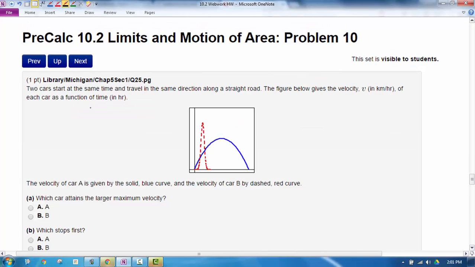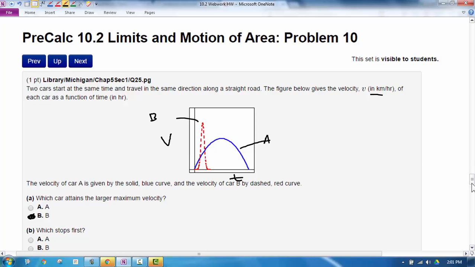Next problem is problem 10. It says 2 cars start at the same time and travel in the same direction along a road. The velocity is in kilometers per hour as a function of time. It says the velocity of car A is given by the solid blue curve. So here's A, and then here's B. Which car attains the larger maximum velocity? Well, it told us that this was a velocity time function, so the largest velocity is reached by the red one, which is B.